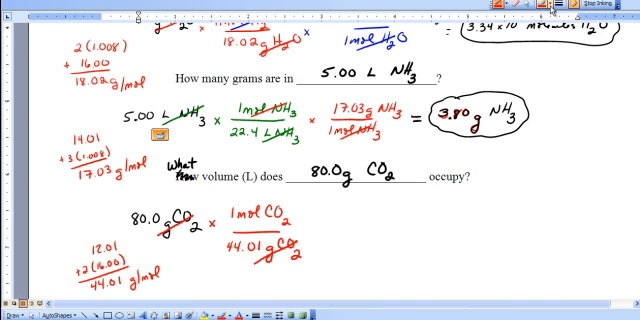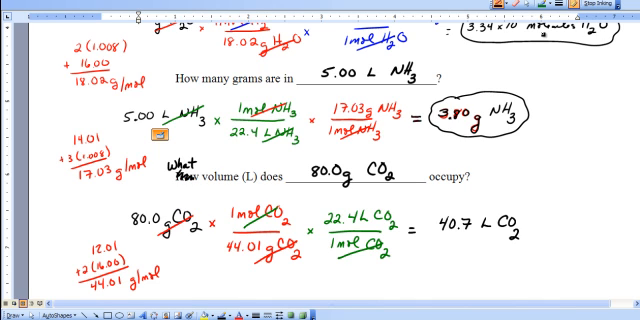And now we need to take that to liters, and we're going to use our molar volume, which is 22.4 liters per mole. So our 22.4 liters goes on top, our 1 mole of CO2 goes on the bottom. Moles divides out with moles, and we're ready to do the calculation. 80 divided by 44.01 times 22.4, and that should be 40.7 liters of CO2.